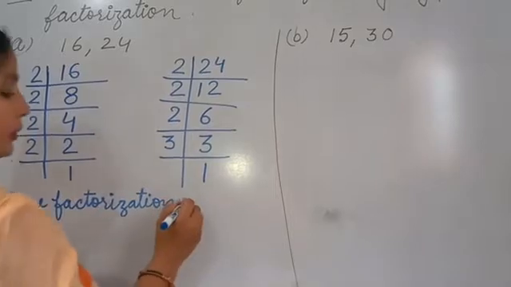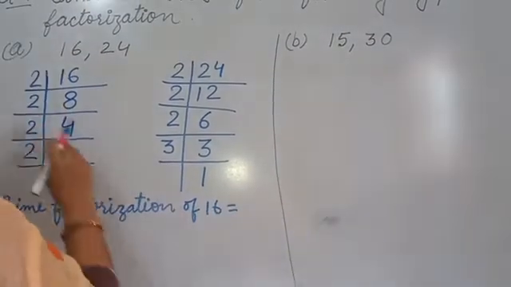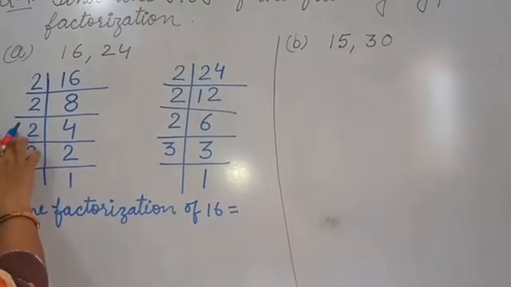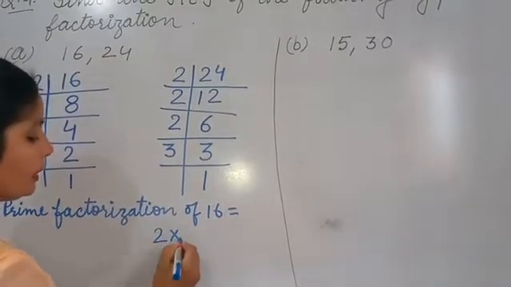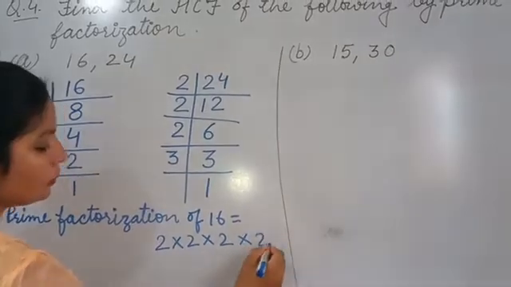of 16 equals, now what is the prime factorization of 16? 2 multiplied by 2 multiplied by 2 multiplied by 2. So here we should write 2 multiplied by 2 multiplied by 2 multiplied by 2.